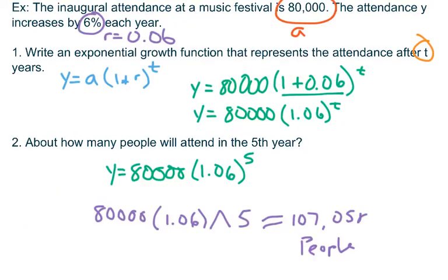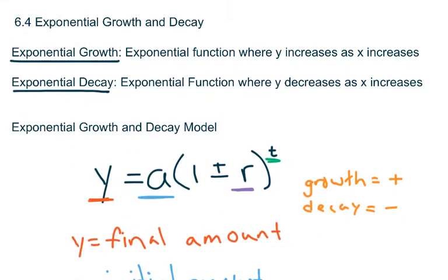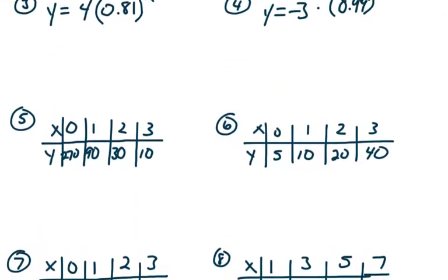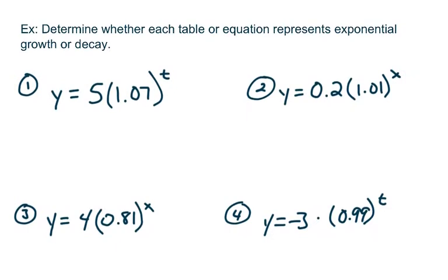Now, if we go back to the beginning, go back to this definition here, as y increases, that's growth. As y decreases, that's decay. So in these first 4 examples here, okay, maybe the last 4 examples, my bad, we need to look at the y values. But we'll start here with these equations. So determine whether each table or equation represents exponential growth or decay. Okay, what we need to look at here is the value of the base with our exponents. So whether it's 1.07, 1.01, 0.81, or 0.99, that's what's going to be used to determine whether it's growth or decay.